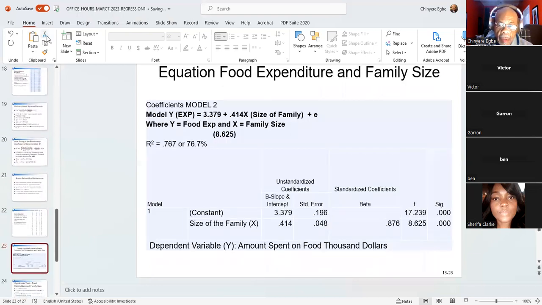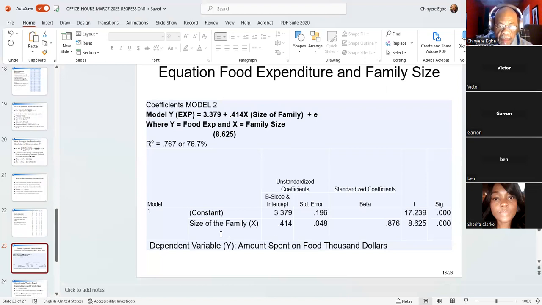Okay, here is a regression using SPSS. The amount of food expenditure per family depends on the size of the family. Food expenditure in the family depends on the size of the family.